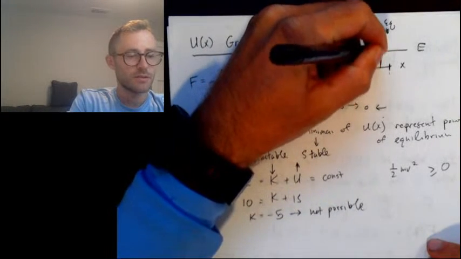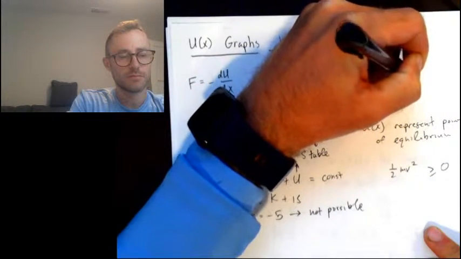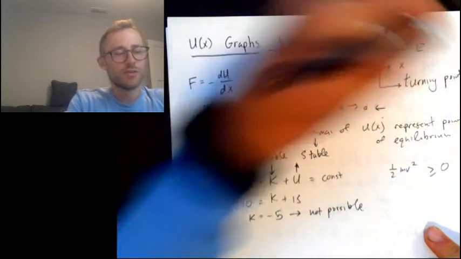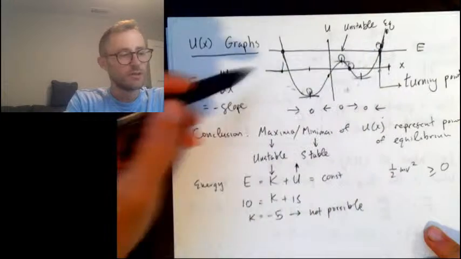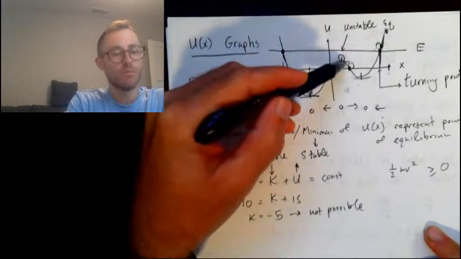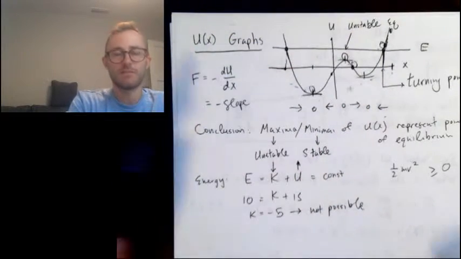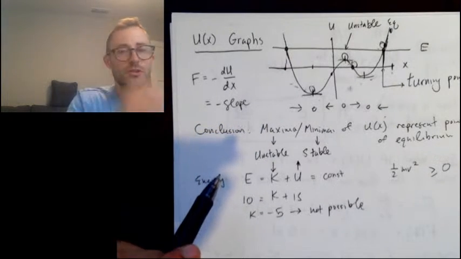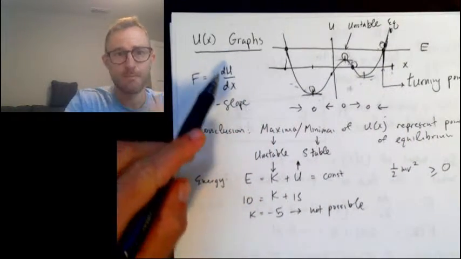So this is a turning point. Because once a particle gets to that spot, it can't go any further to the right. So if you have a ball with this much energy, it would kind of go like that. So you're stuck between these two extremes.